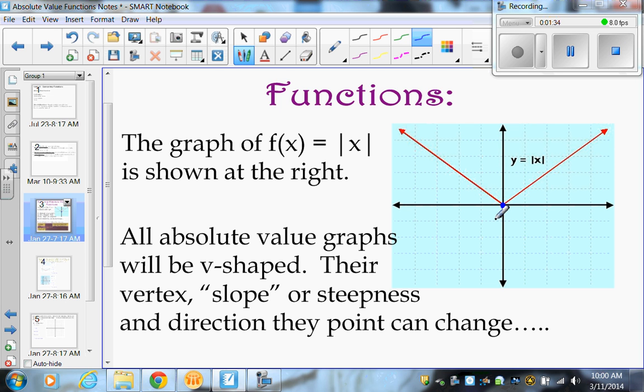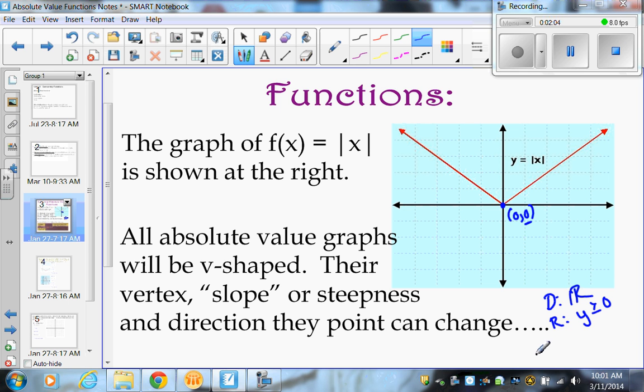We can talk about domain and range using this. If you look at the graph, your domain, which is your x values, we're not limited going left or right. So our domain would be all real numbers. Our range, however, depends on where the vertex is. In this case, our vertex is at (0, 0). So our lowest y value would be 0, and it's above it. So it would be y is greater than or equal to 0.